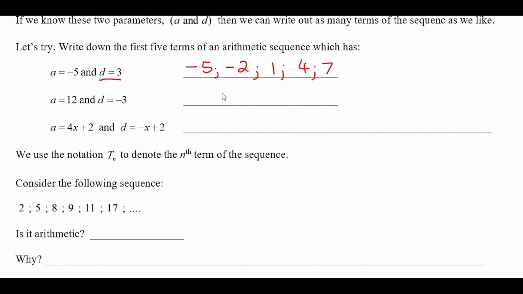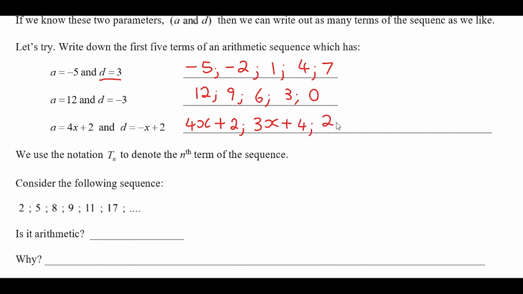Notice that we separate the terms with semicolons, not commas, all right, because we use a comma for a decimal point. The next one, we're going to start at 12, and then we're going to add minus 3. Then we're going to add minus 3 again, and again, and again. The next one, we're going to start at 4x plus 2, and we're going to add negative x plus 2. We're going to get 3x plus 4.